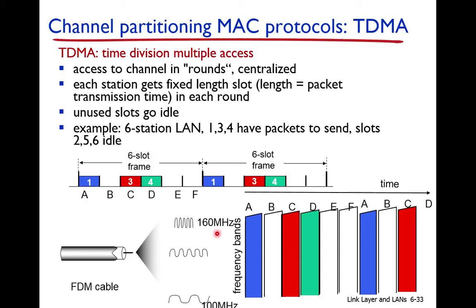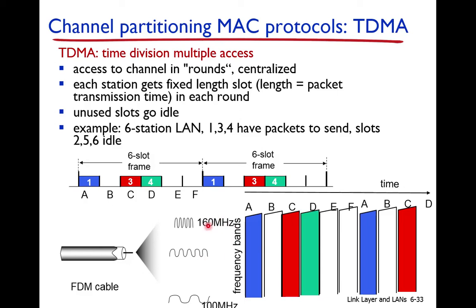Okay. So suppose when A gets its turn, then A is sending the data for 5 seconds. So the whole bandwidth is used by A. When A has finished, then it is the turn of B. But B doesn't have data. So this channel will be free. So the unused slot goes idle. If B has its turn and B is not sending data, then this channel will be idle.